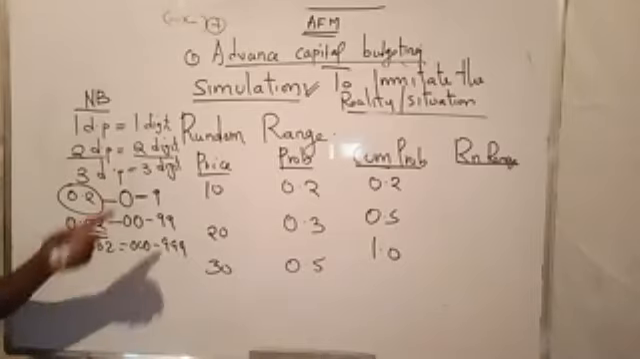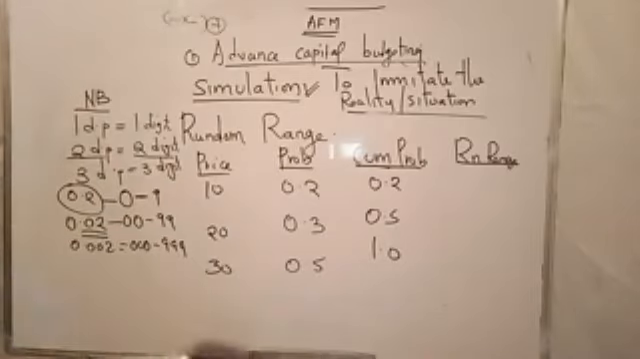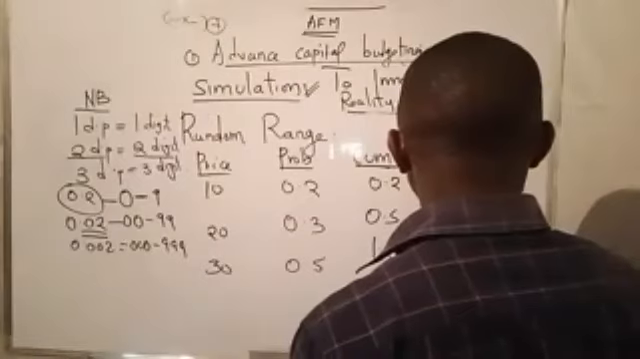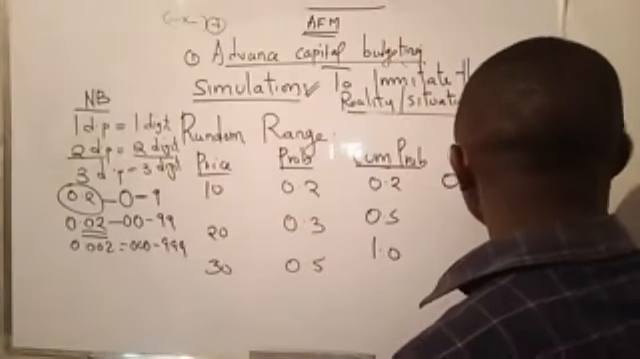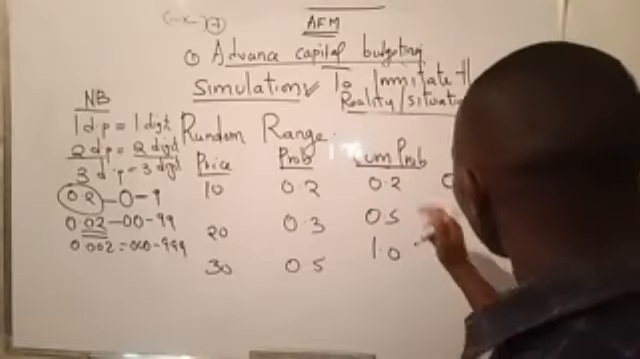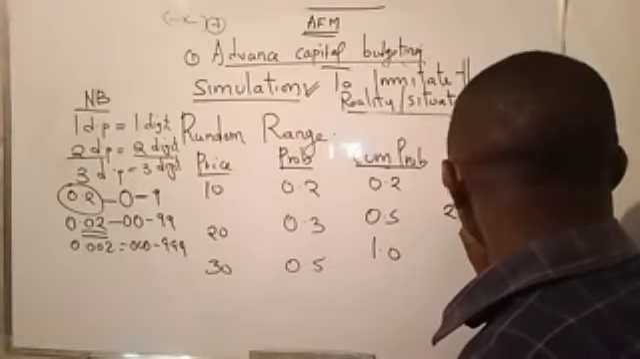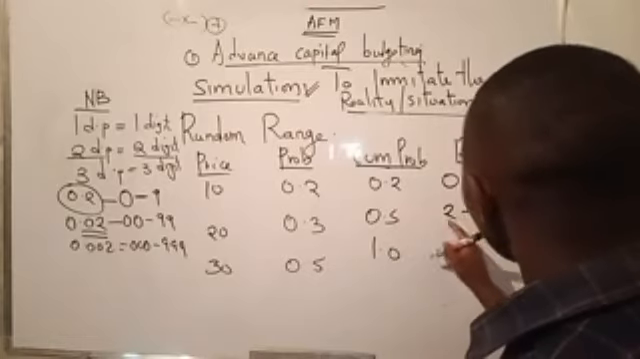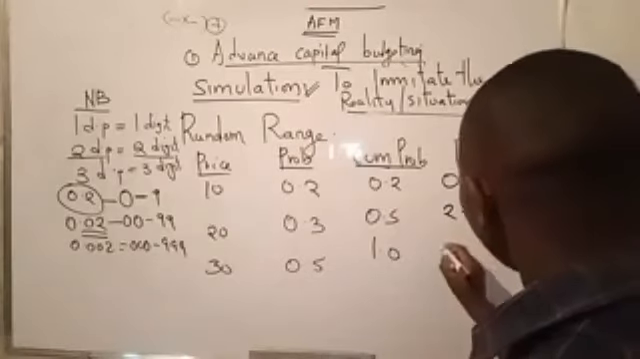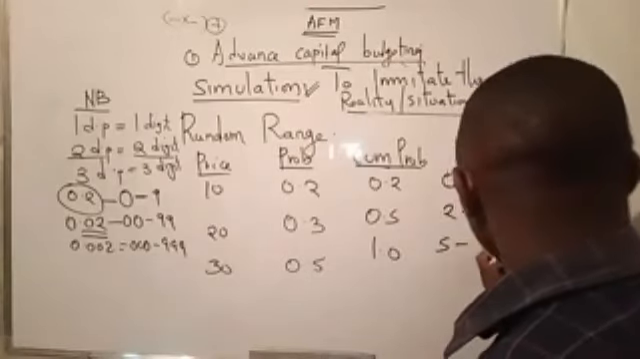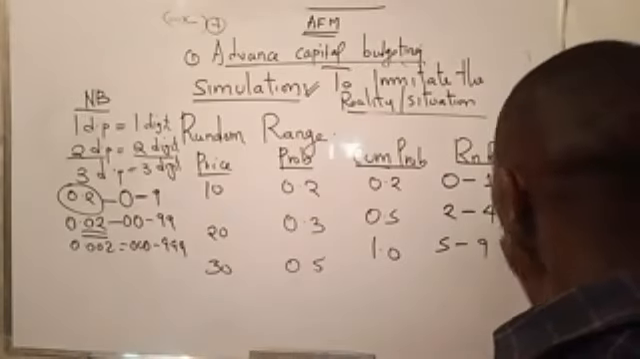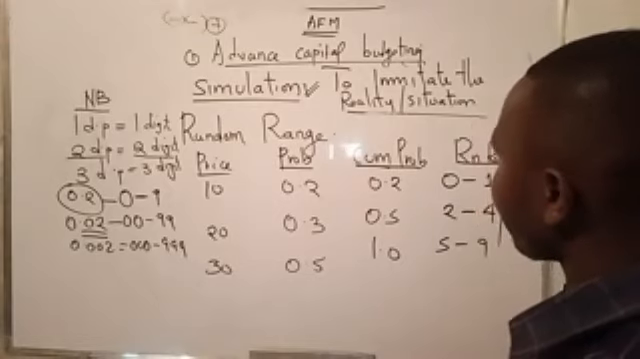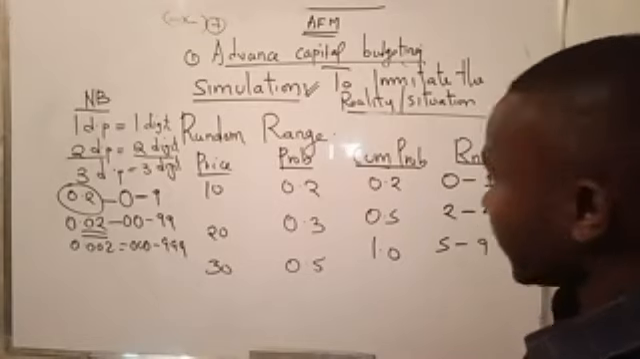So given the example here, we can get our range. The first range starts at 0 up to 1 less than the next, so 0 to 1. Then we start with the 2, up to 1 less, 2 to 4, and then 5 to 9. So this is our random range.